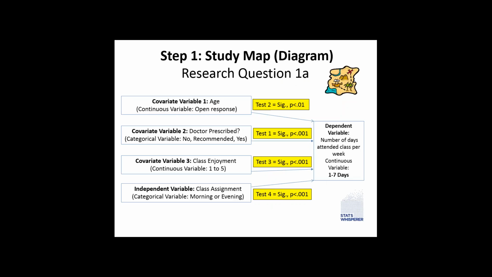So then we just plug it in right there. So there we have all our bivariate tests telling us that there are significant relationships between each covariate variable, the independent variable, and the dependent variable, class attendance.